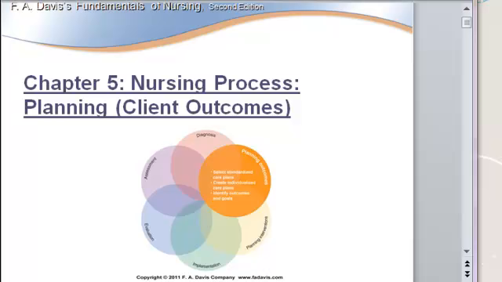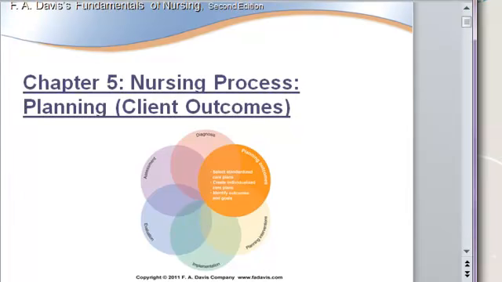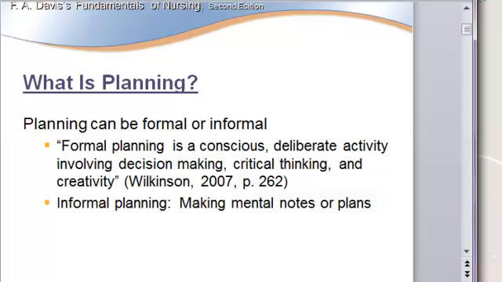Today we're going to be in Chapter 5, Wilkinson, Nursing Process. We're going to talk a little bit about planning and our client outcomes, and how come those are really important. So you ask, what is planning?